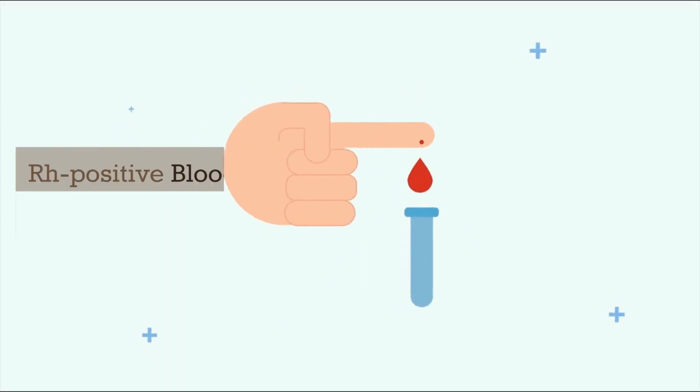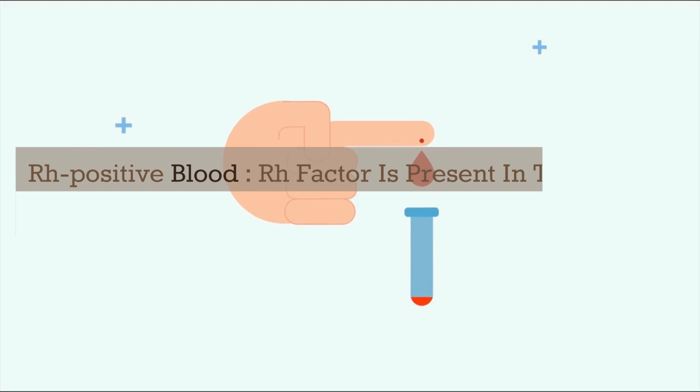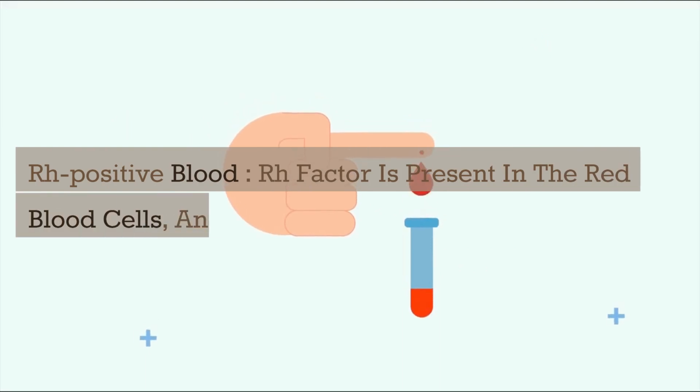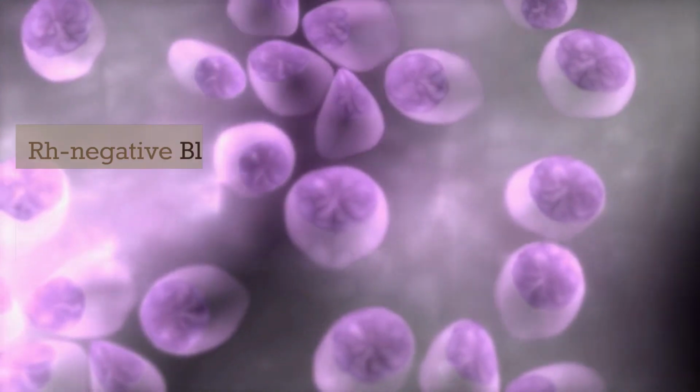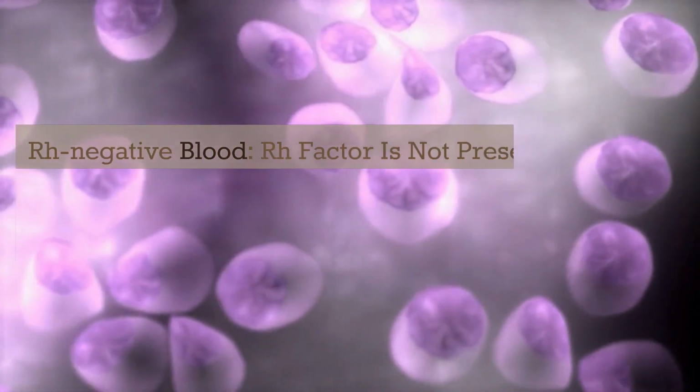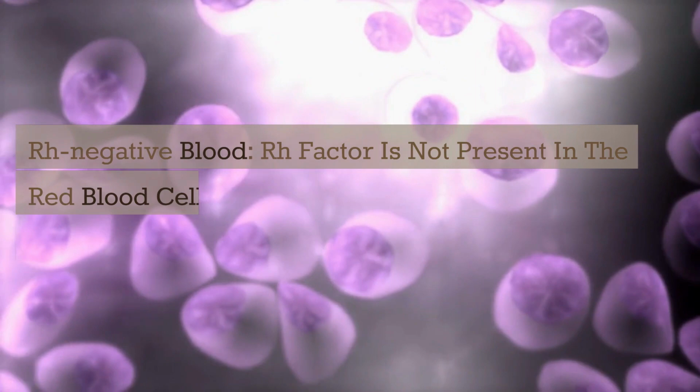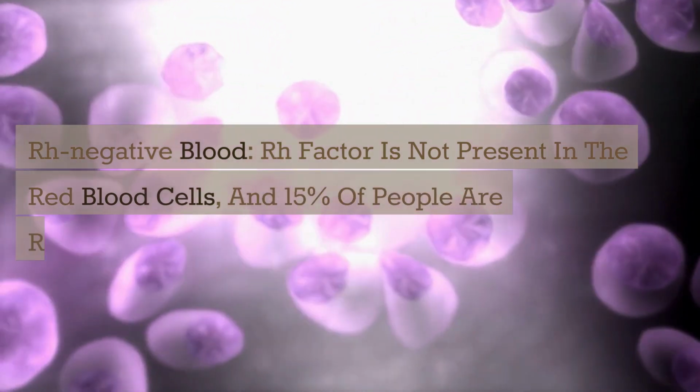Rh positive blood: Rh factor is present in the red blood cells, and 85% of people are Rh positive. Rh negative blood: Rh factor is not present in the red blood cells, and 15% of people are Rh negative.